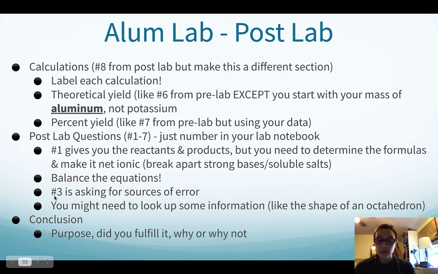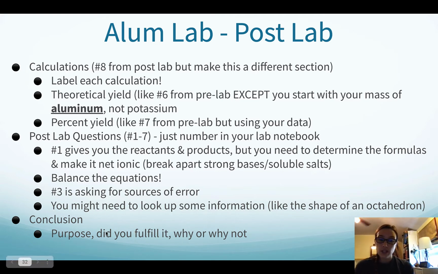Number 3 of the post lab is asking for sources of error. So you are thinking about whether or not you have over or under a 100% yield. If it's over, I want you to think about why it might be over 100%. If you were under, which I have a feeling a lot of people will be, think about why it might be under 100%. Why did you not collect as much crystal as you were supposed to? You might need to look up some of the information. So like number 7 is asking about the shape of an octahedron. You might need to Google that. Just Google shape of octahedron and draw that in your lab notebook.